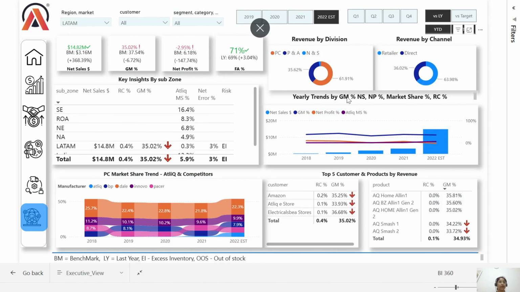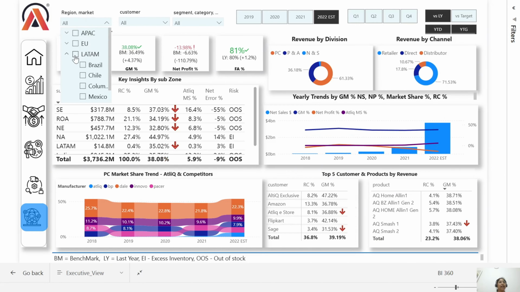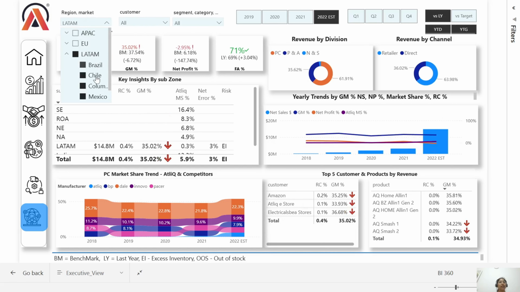let's look at the executive view and its insight analysis. This view is designed for top management, the CEO, CTO and COO, to help them take fast and data-driven strategic decisions based on integrated insights. Here also I'm going to analyze Latin America based on all their markets in 2020, compared to the last year. Here you can find the top KPI performance: net sales, GM percentage, net profit percentage, and forecast accuracy.